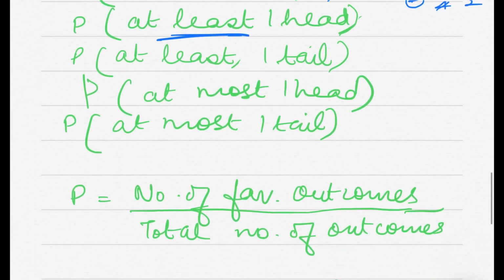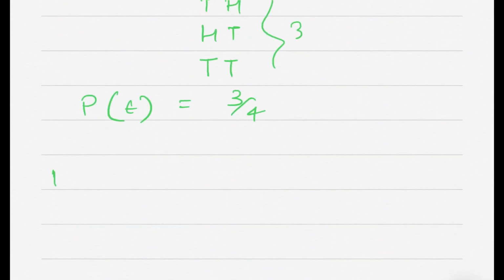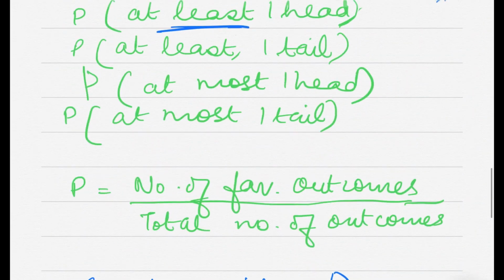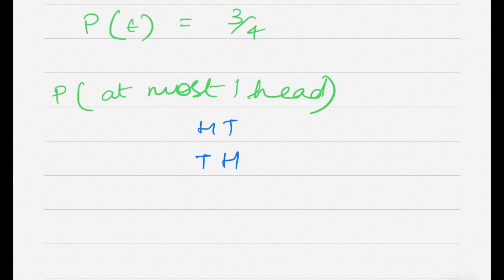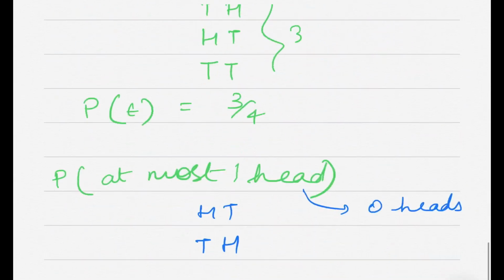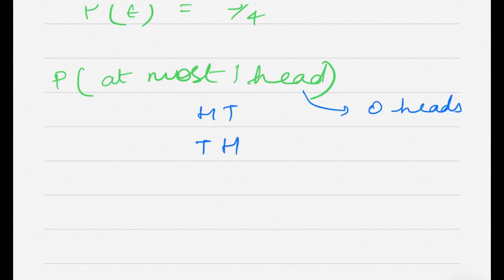Okay, let's move to the next option, at most one head. So probability of getting at most one head. At most, right? So like in at least we thought that it can have more heads, like 2 heads. In this I can say that it can have 0 heads also, right? So in my sample space, I see there is a case where there are 0 heads also, right?